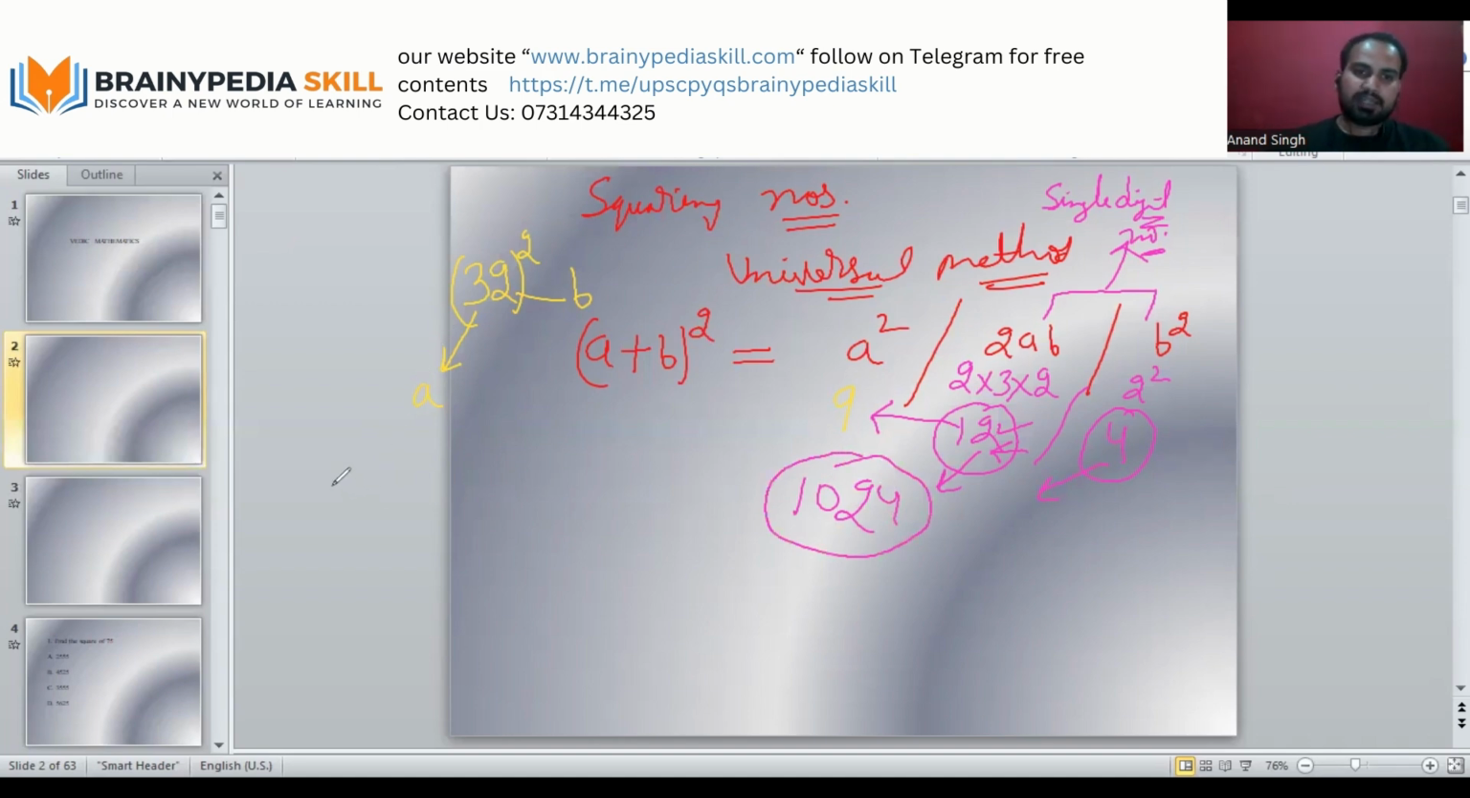Similarly, do let me know what will be the square of 36, what will be the square of 72, what will be the square of 29, right? So just do the squaring of these numbers and let me know in the chat box section, right?